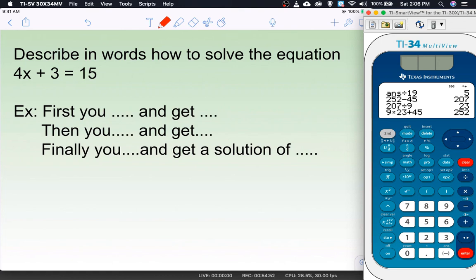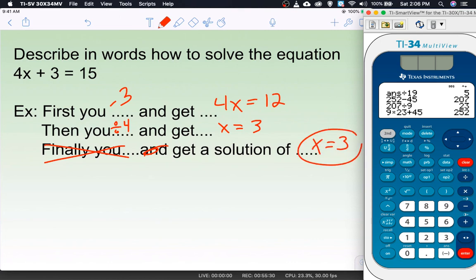All right. So first you subtract 3 on both sides. And you would get 4x equals 12. That's what you would get after you've subtracted 3 on both sides. Then you divide by 4 on both sides, and you get x equals 3. Finally, there's nothing else to do. So we don't really need a finally. And you get a solution of x equals 3. So that's the steps you would go through to solve that problem.